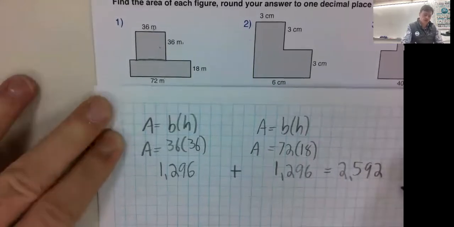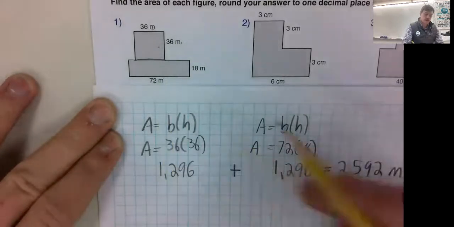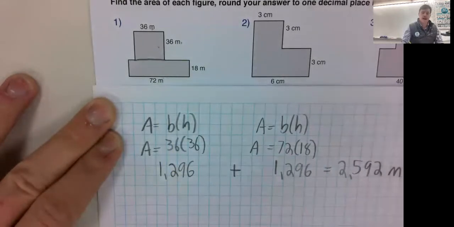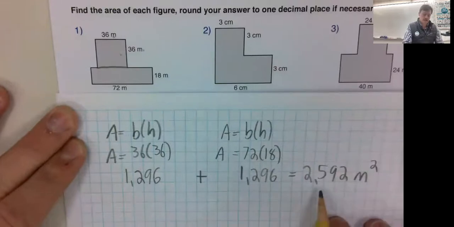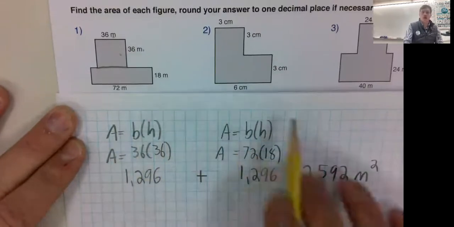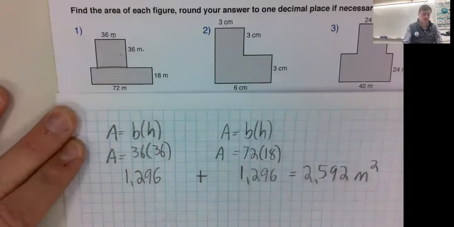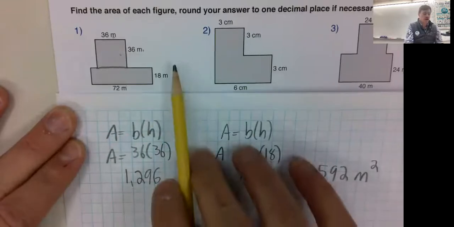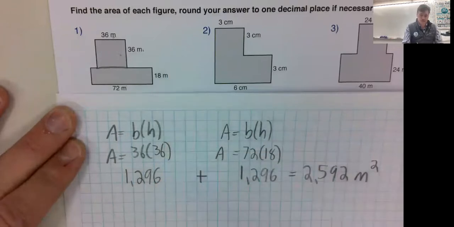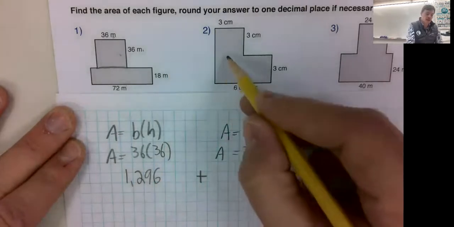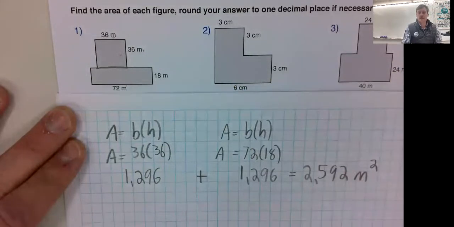Remember to include units. We're talking about meters here, but since it's area, I have to square it. 2,592 meters squared. So this is how I want you to set up all of these problems and to do some of this, either do the scratch work on the sheet here or in your math notebook if you need more room. But that is the first step, is finding the shape within the shape and then finding those areas.